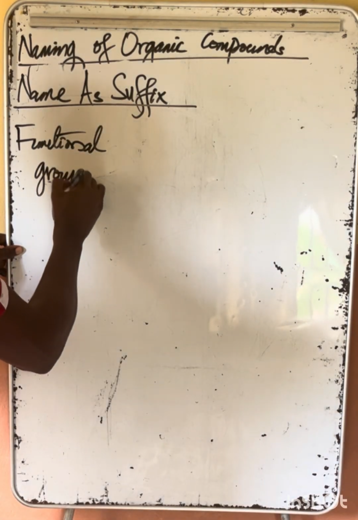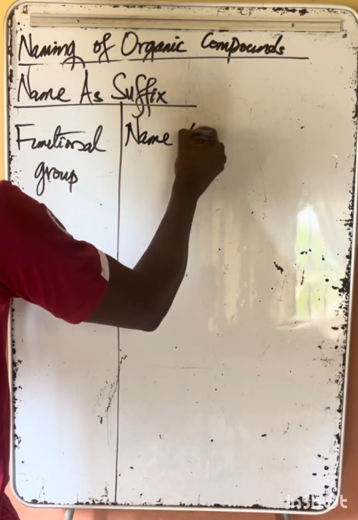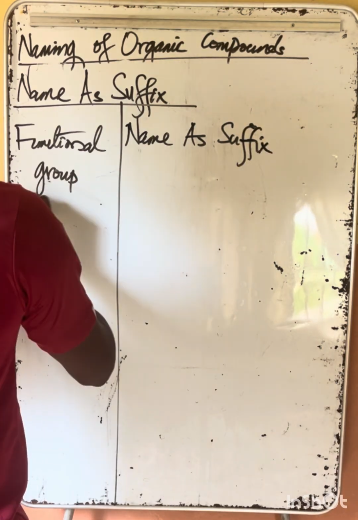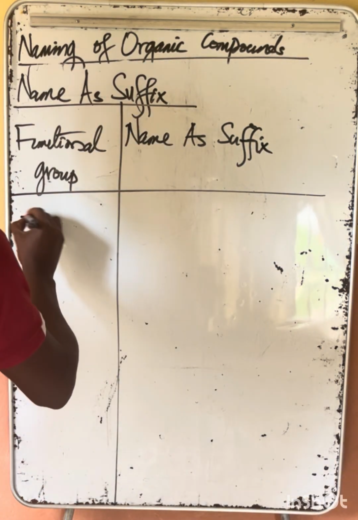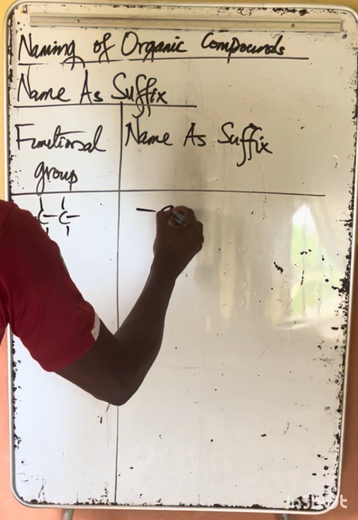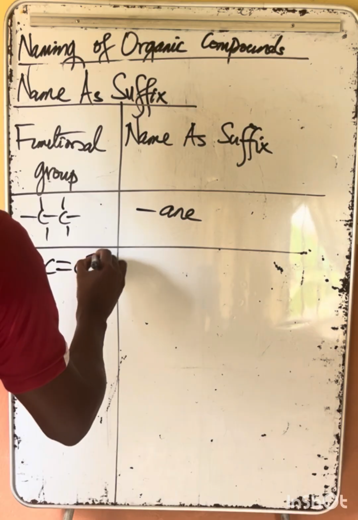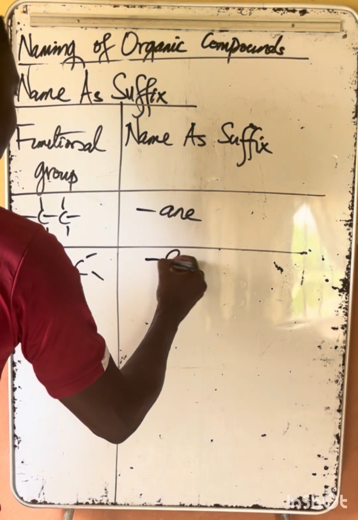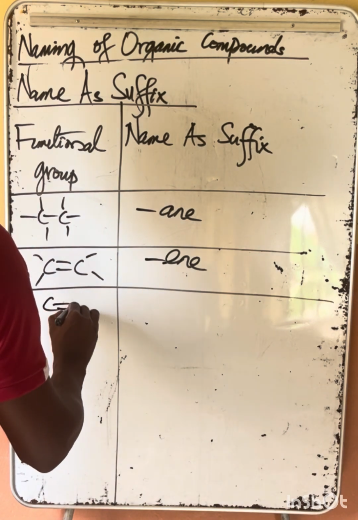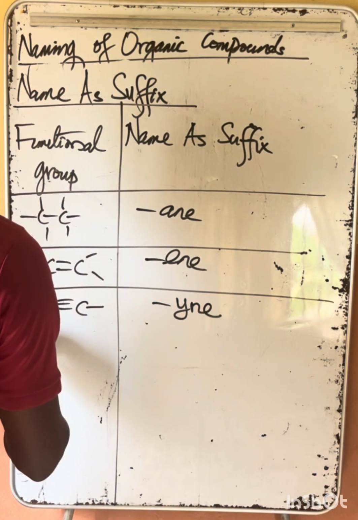Functional group. Name as suffix. The first one, let's say single covalent bond. The name as suffix is ane, A-N-E. Double covalent bond. The name as suffix is ene, E-N-E. Triple covalent bond. The name as suffix is yne, Y-N-E.